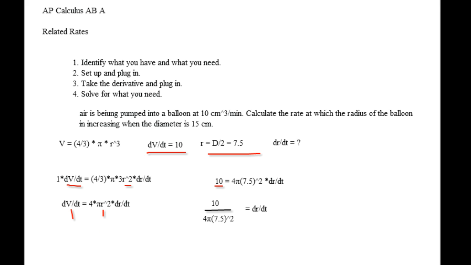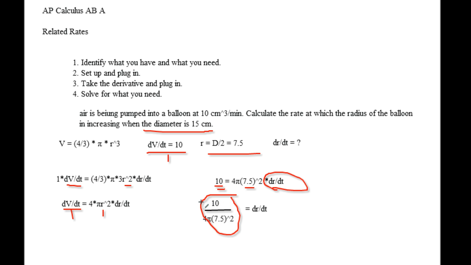Okay, now if you notice, we have a couple of gaps. Now we know some values, so I can plug them back in. We know dV/dt, that's 10, so we can plug a 10 in there. We also know r, which is 7.5, so we plug a 7.5 in there. Now we have everything but what we need. So all we do is some calculations, and at the moment at which the diameter is 15 centimeters and the balloon is increasing at 10 cubic centimeters per minute, the rate of the radius increasing is 10 divided by 4 pi times 7.5 squared.